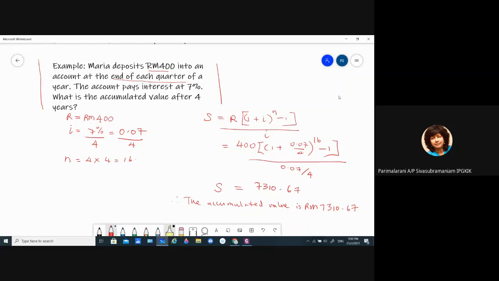Okay, so this is very similar to the sinking fund method, because the sinking fund is an ordinary annuity. Later we will do different types of annuity. She deposits 400 ringgit every 3 months for 4 years, and this is how much she gets. This is the future value.